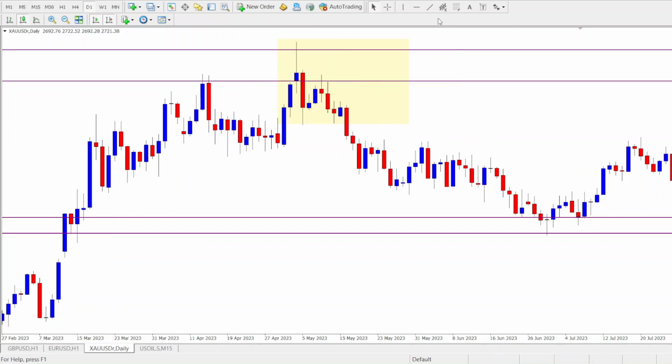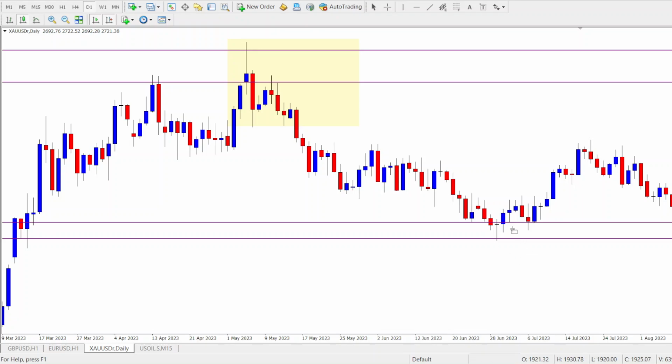And as for the demand zone, we do the same thing. We identify the lowest points where buyers entered, extending up to where the price begins to consolidate before a rise. So we have a demand zone around here, as we can see.